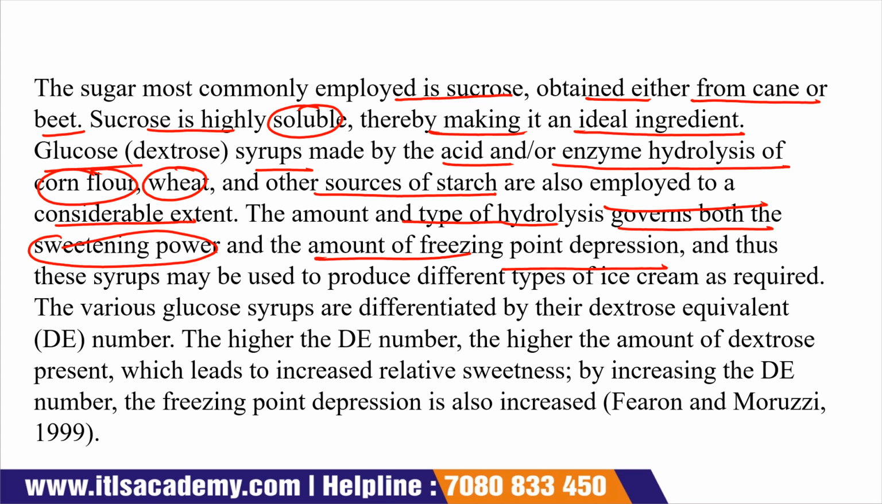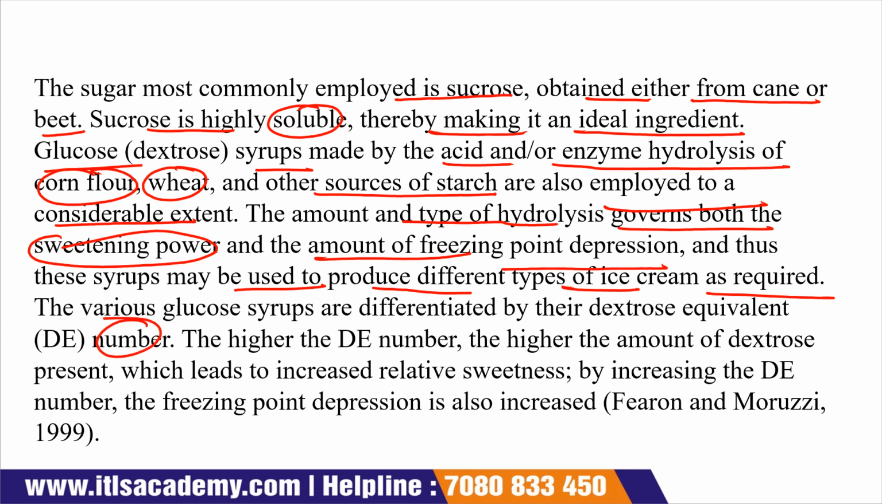Thus the syrup can be used so that it will produce the different type of ice cream which is required. The various types of glucose syrup are differentiated by their dextrose equivalent number.